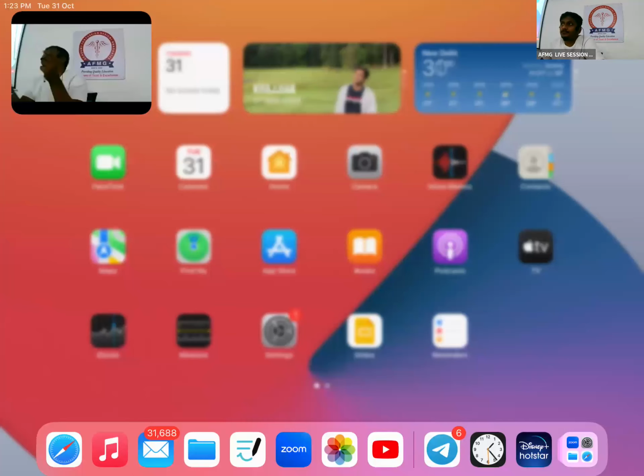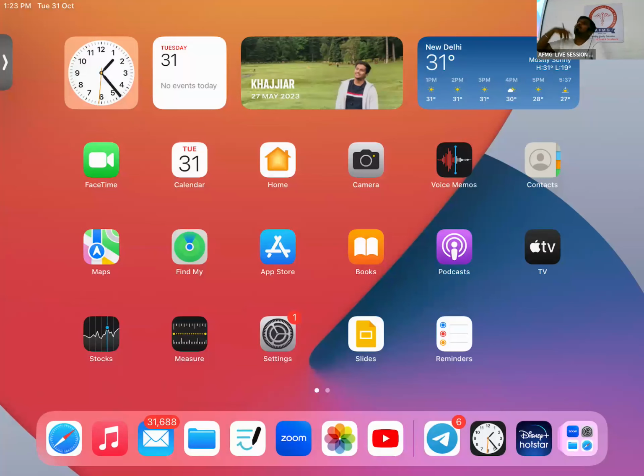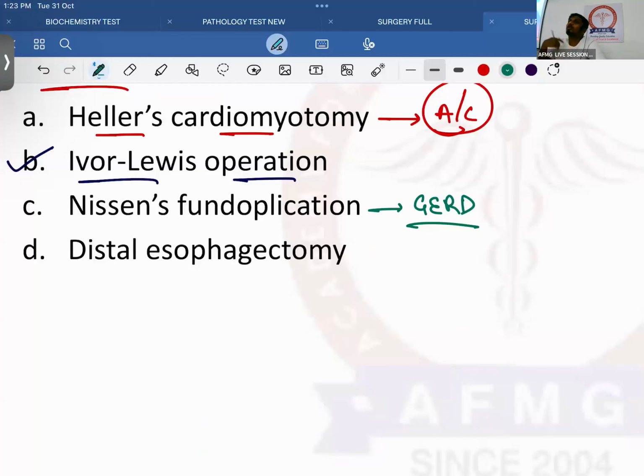Investigation of choice. 24 लेके वो प्रोब लेके घूमेगा क्या? No. So what is better? Upper GI endoscopy. So investigation of choice will be upper GI endoscopy. Gold standard investigation will be 24-hour pH monitoring. pH कितने से कम होना चाहिए? Less than 4. For minimum how many times? 4 times in a total span of 24 hours.